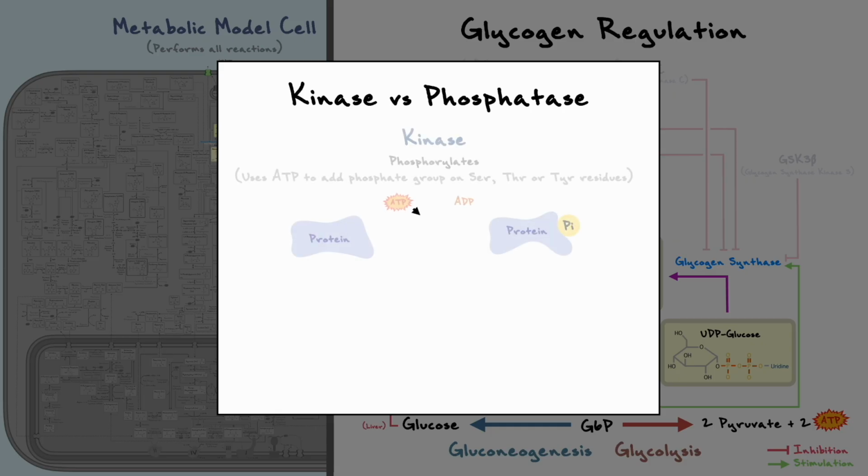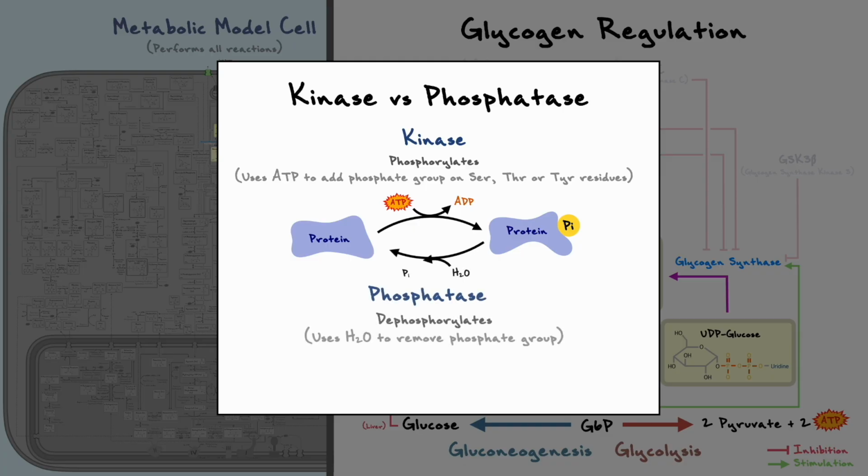Very simply, kinases are proteins that use ATP to phosphorylate other proteins on their serine, threonine, or tyrosine residues. Phosphatases, on the other hand, are proteins that remove this phosphorylation and make the proteins go back to their dephosphorylated state. The very important thing to know about this process is that both phosphorylation and dephosphorylation can activate or inhibit a given protein.